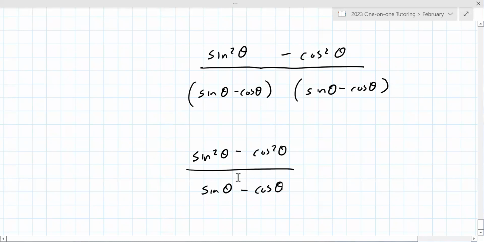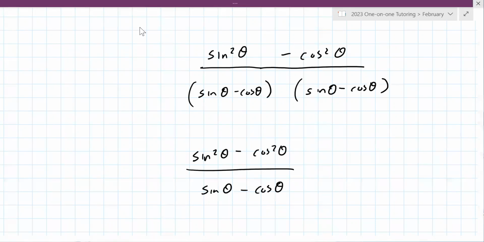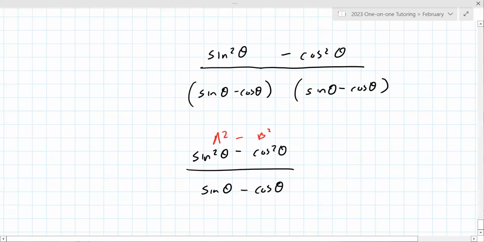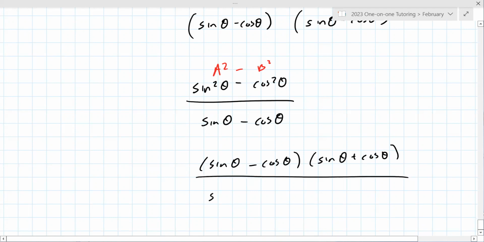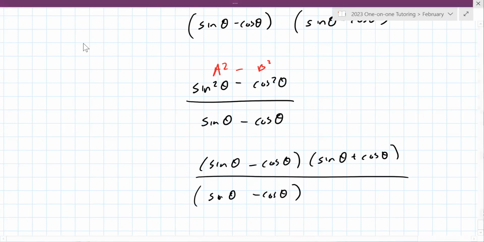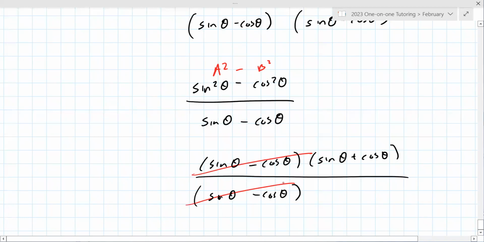So this is a really tough one. The top is now a difference of squares, right? It's an a squared minus b squared, like that. And so it becomes sine theta minus cosine theta, sine theta plus cosine theta, all over sine theta minus cosine theta. And look what cancels. And that gives you what you were looking for from the beginning, the sine theta plus the cosine theta. So really pretty tough, hard to see that from the beginning.